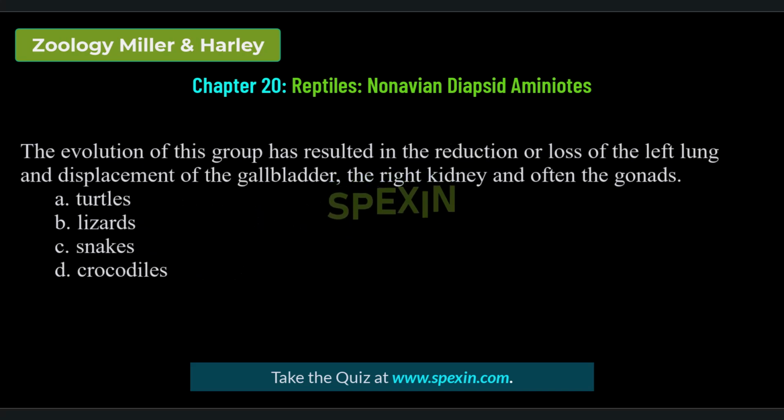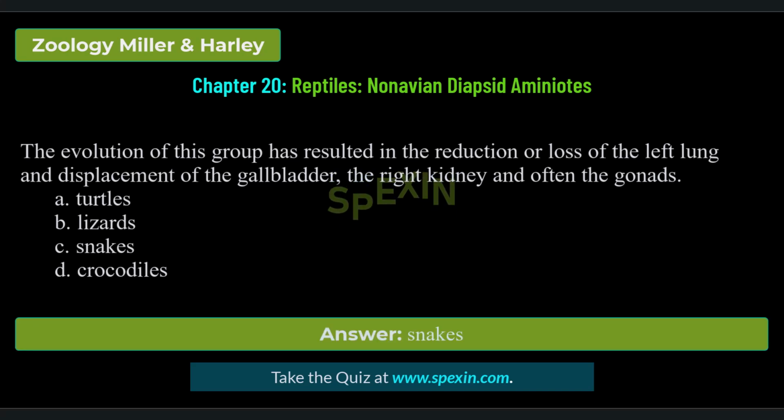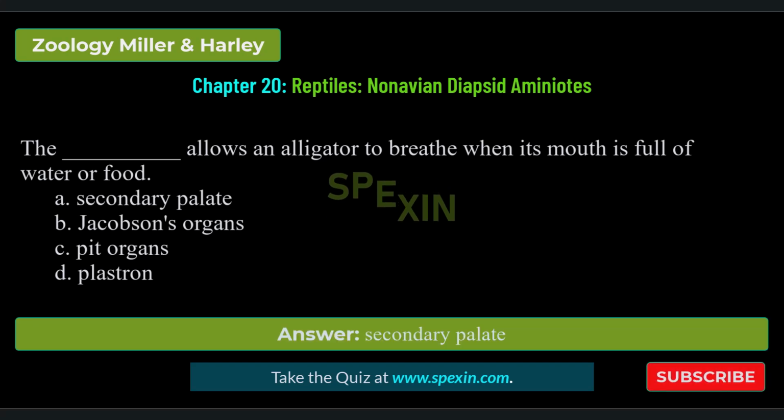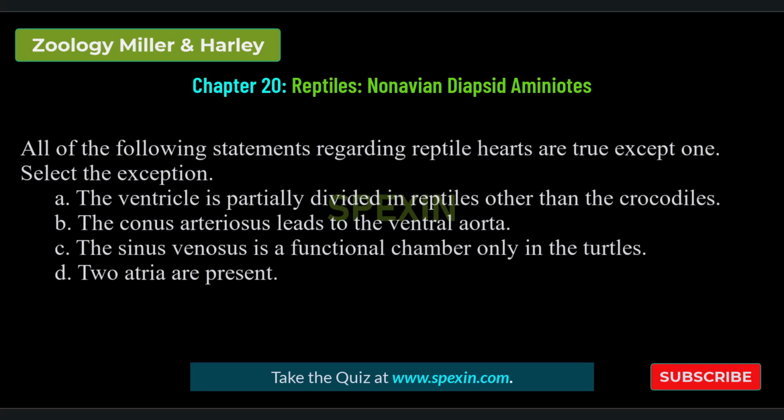The evolution of this group has resulted in the reduction or loss of the left lung and displacement of the gallbladder, the right kidney, and often the gonads. Turtles, lizards, snakes, crocodiles. Correct answer: snakes. The dash allows an alligator to breathe when its mouth is full of water or food. Secondary palate, Jacobson's organs, pit organs, plastron. Correct answer: secondary palate.